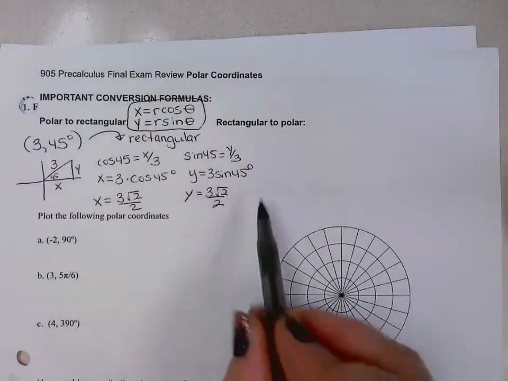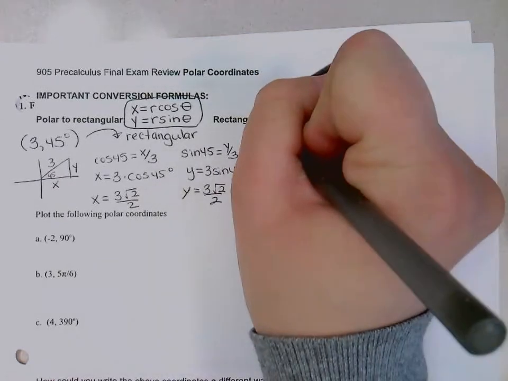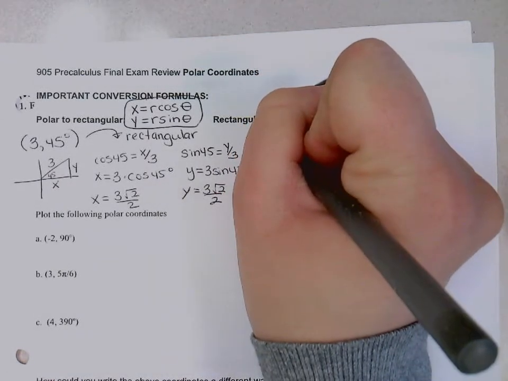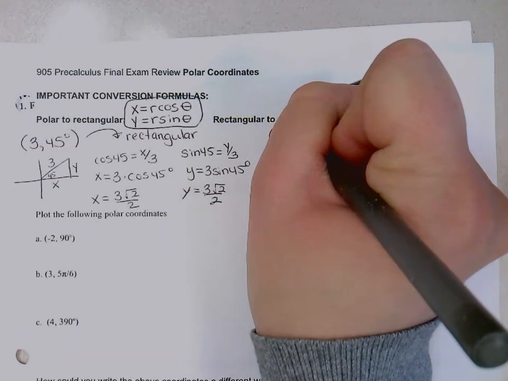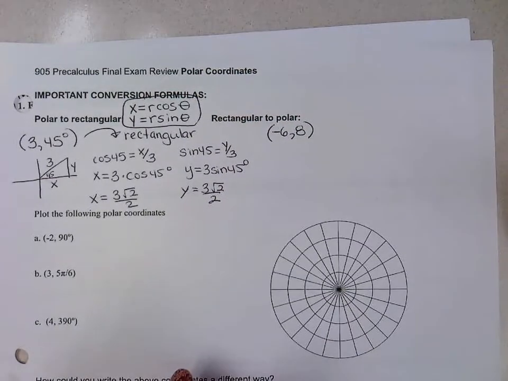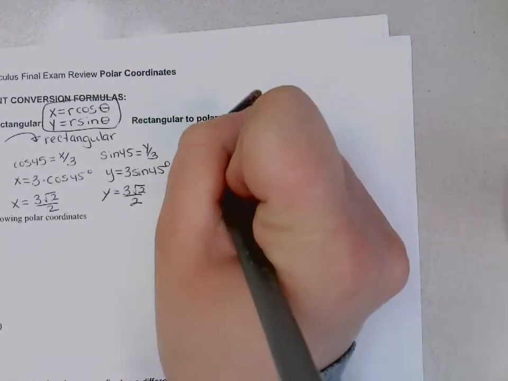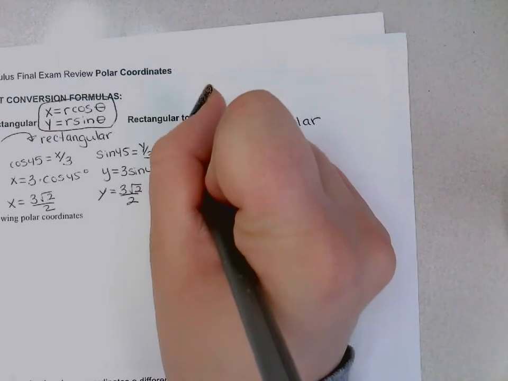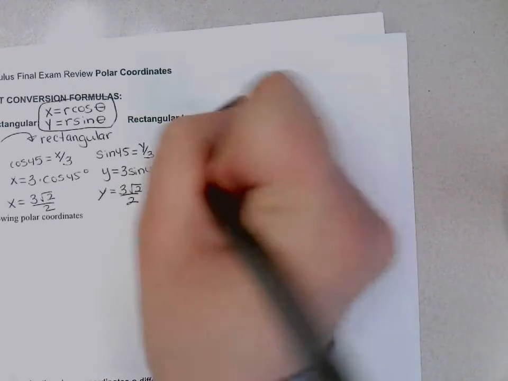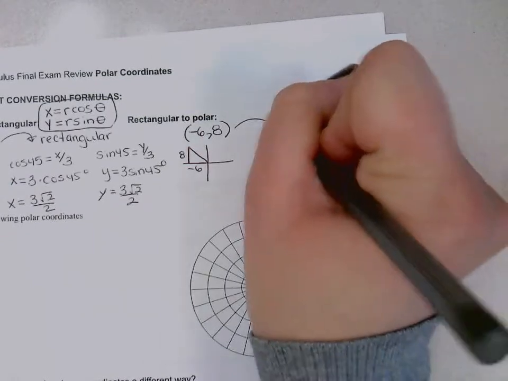What about from rectangular into polar? For example, what if I had -6, 8 as my coordinate? How do I go into polar? First, you want to figure out which quadrant you're in. -6, 8 is here. We need to find our R value and our angle.